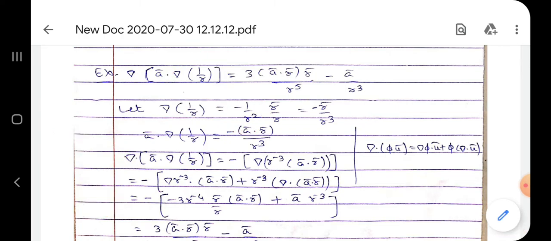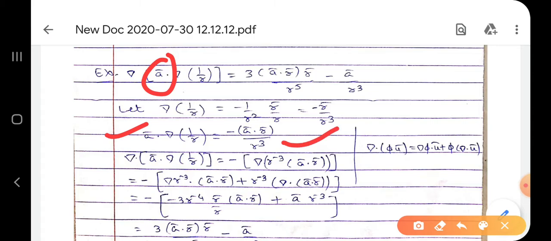Now what is the multiplication here? It is multiplied by A bar. So A bar into del of 1 upon r is equal to minus A bar dot r bar upon r cube. Now operate del on this. So del of A bar dot del of 1 upon r is equal to minus del of, transfer this r cube from the denominator to the numerator, it becomes r raised to minus 3 A bar dot r bar.